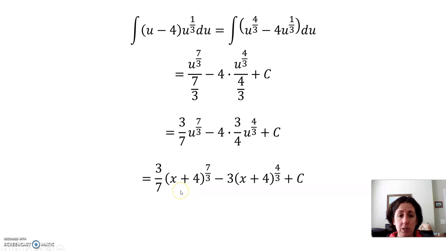So that turns out to be 3/7 times x plus 4 to the 7/3 minus 3 times x plus 4 to the 4/3 plus c.